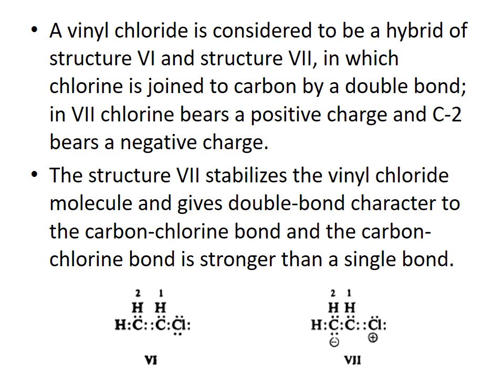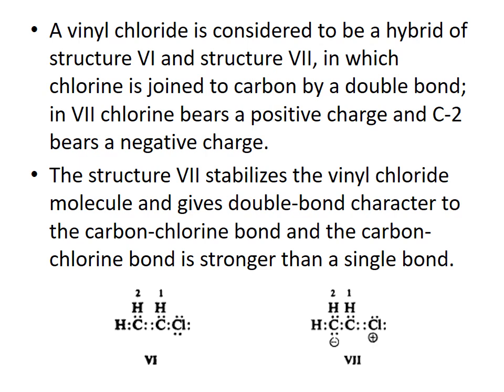Similar is the case with vinyl chloride. Vinyl chloride is also a hybrid of two different structures. The structure is CH2 double bond CHCl. So this is structure 6, the normal structure of vinyl chloride.